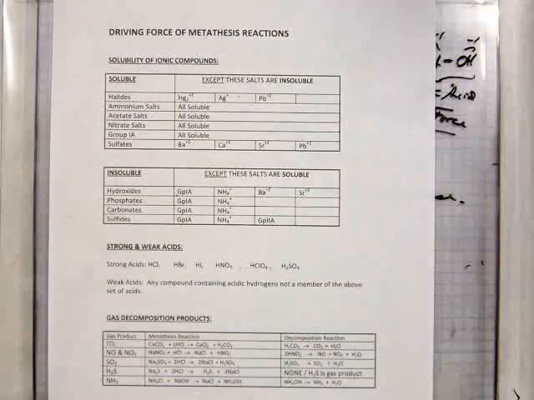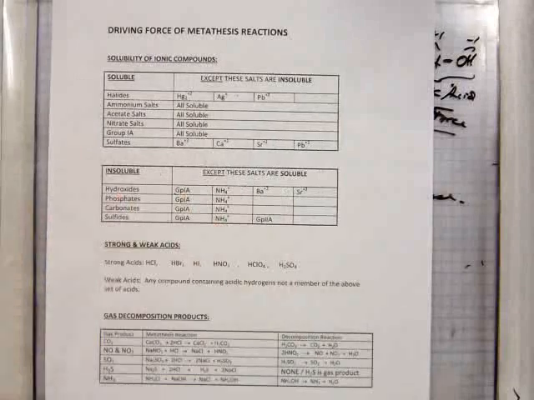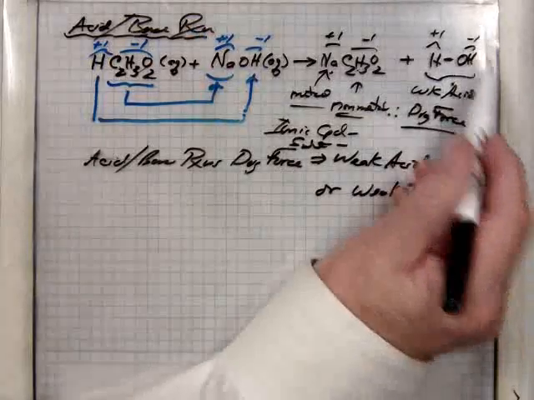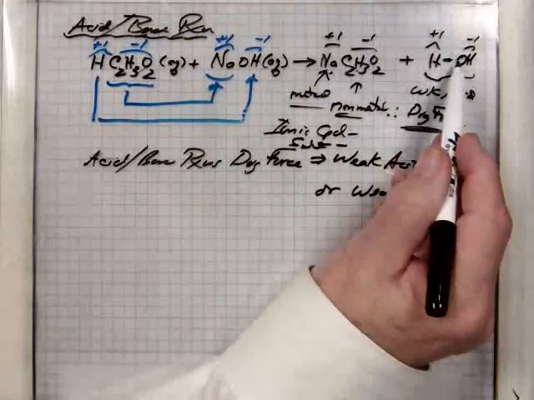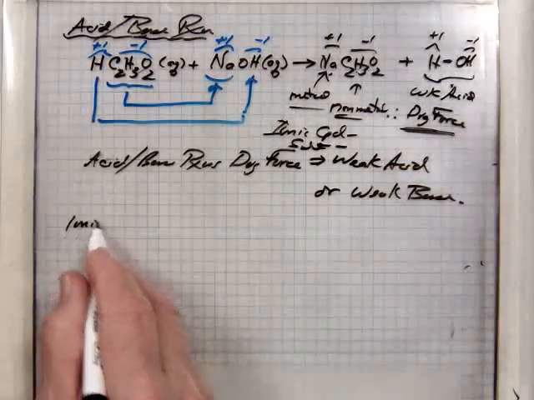Let's see if it has it in here. Acetate salts, all soluble. There you go. So you look at it and you have to know your polyions. That's why I made a big issue out of it. So, this being the driving force, water, now we can write the ionic equation.